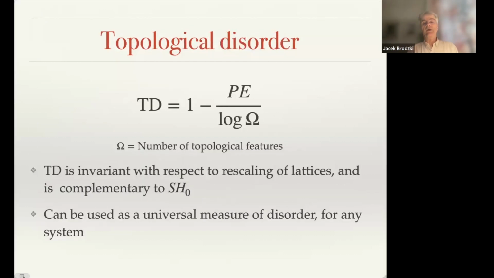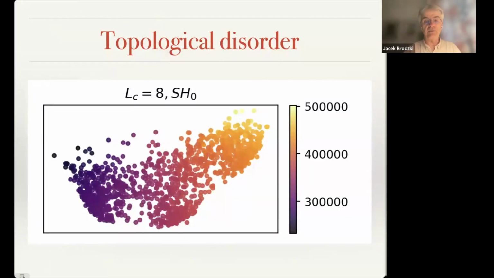And one more piece of terminology: topological disorder. This is a very useful, universal measure of disorder for any system. Omega here is the total number of topological features, so it's essentially the number of points in your diagram. And this topological disorder reverses the behavior of persistence entropy, so now it attains a maximum for disordered systems. Do not worry if you can't parse this formula. I will not use it explicitly, but I will describe in pictures how it can be captured.